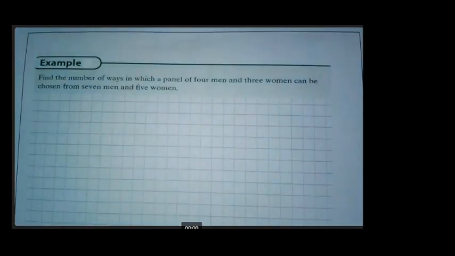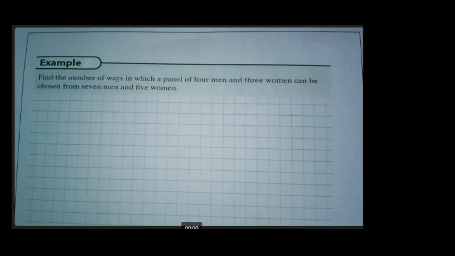Okay, next question. Find the number of ways in which a panel of 4 men and 3 women can be chosen from 7 men and 5 women. Okay, so here there's a little bit more to this type of question. All right. So let's have a look at the first bit.